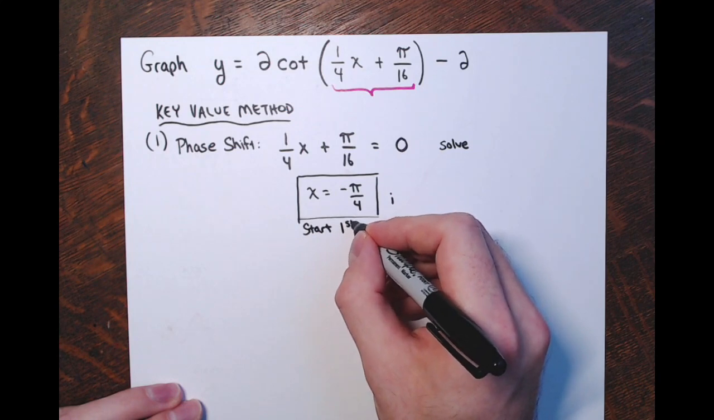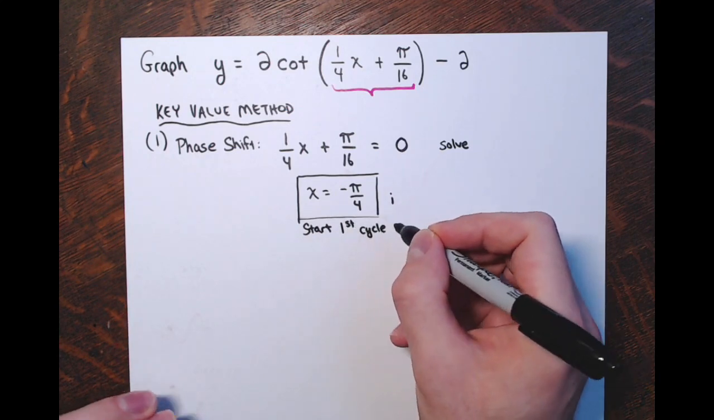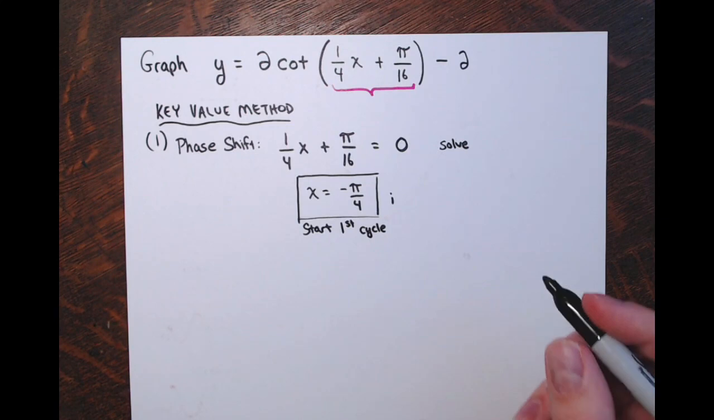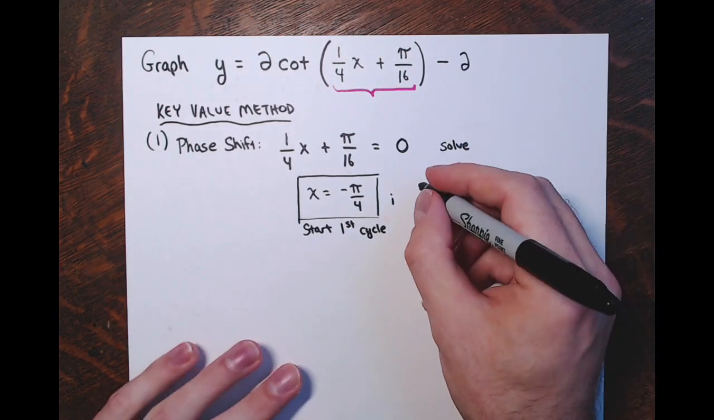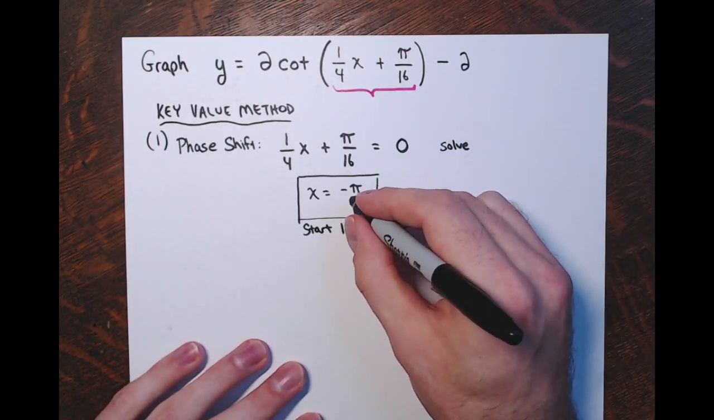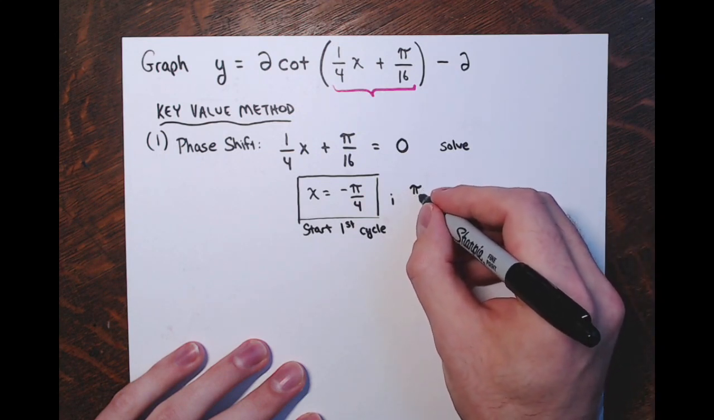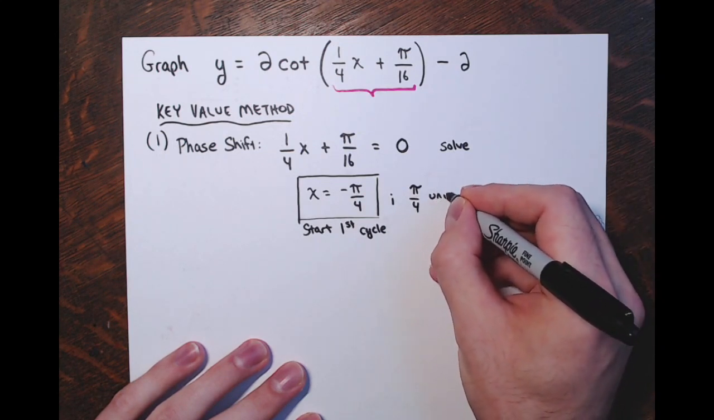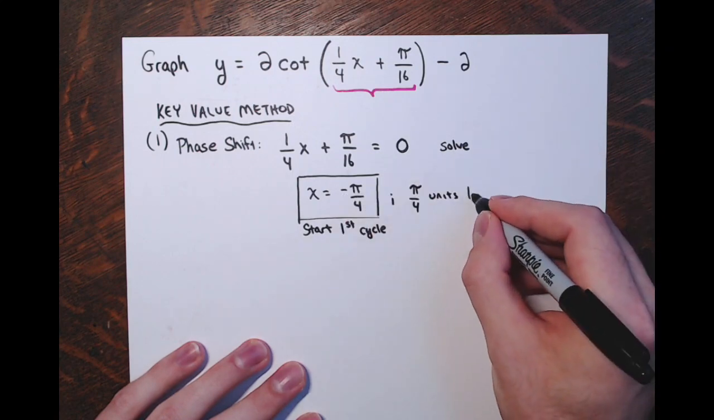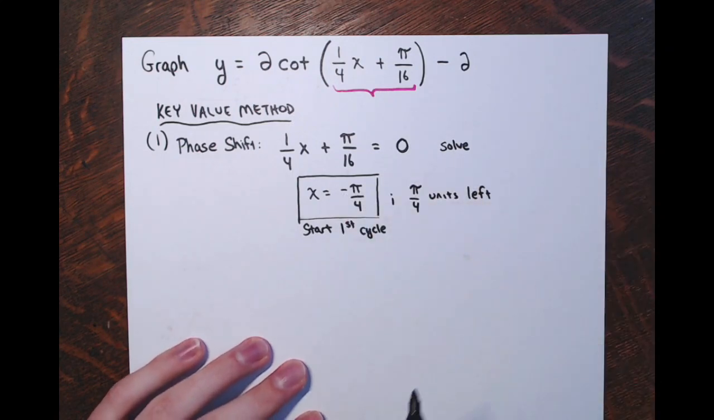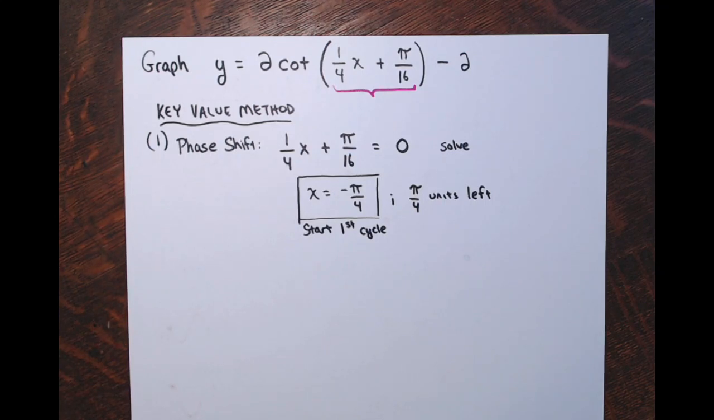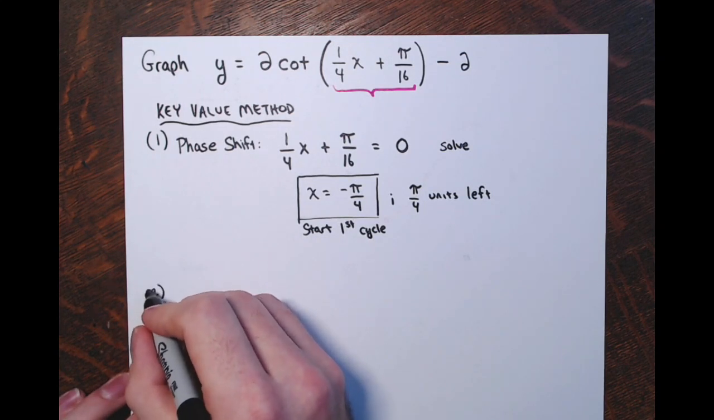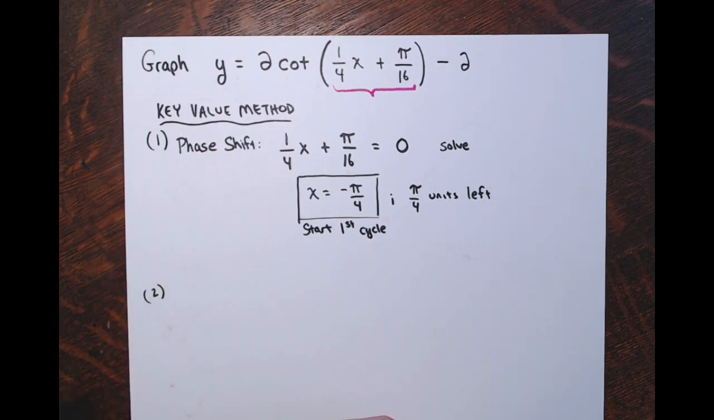I'm going to start the first cycle, the first period of my graph. And if you were asked to describe the phase shift, having this be a negative, the phase shift would be pi over 4 units, and because it's negative, left. Right? Negative values are to the left on the horizontal axis. All right, so I'll start the first cycle there. Again, hopefully this is all looking familiar to what I did in the sine and cosine videos.